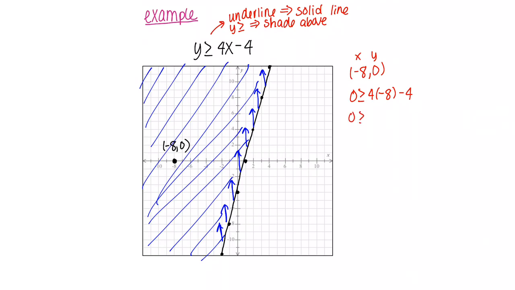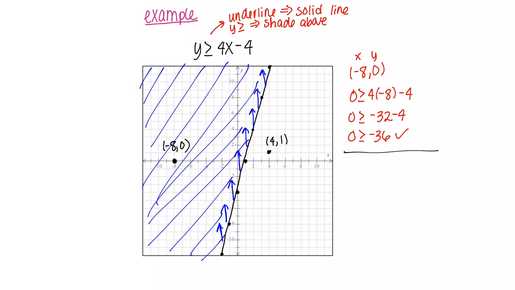0 is greater than or equal to negative 32 minus 4. 0 is greater than or equal to negative 36. True. So that point is in the plane. However, if I took anything on the unshaded side, let's go with this guy. If I took this guy right here, this is the point 4, 1.